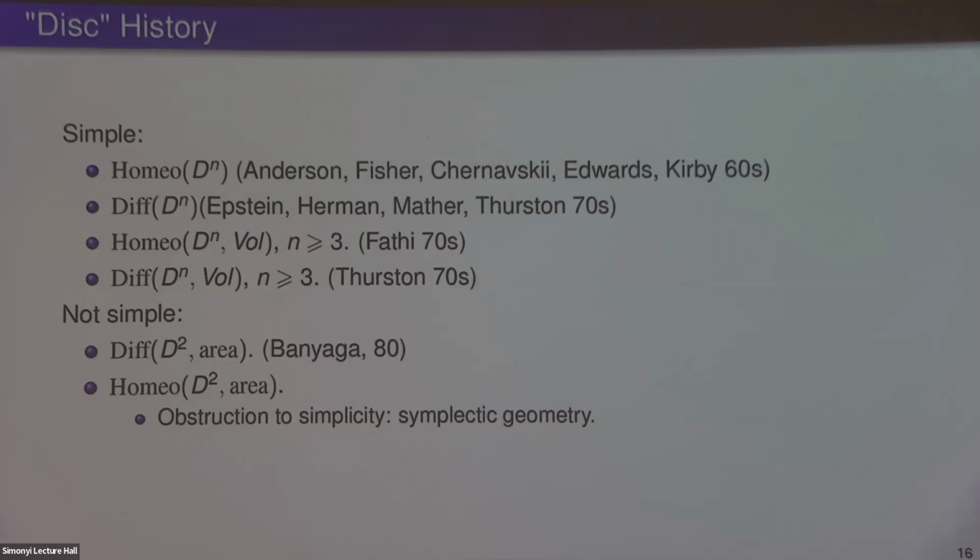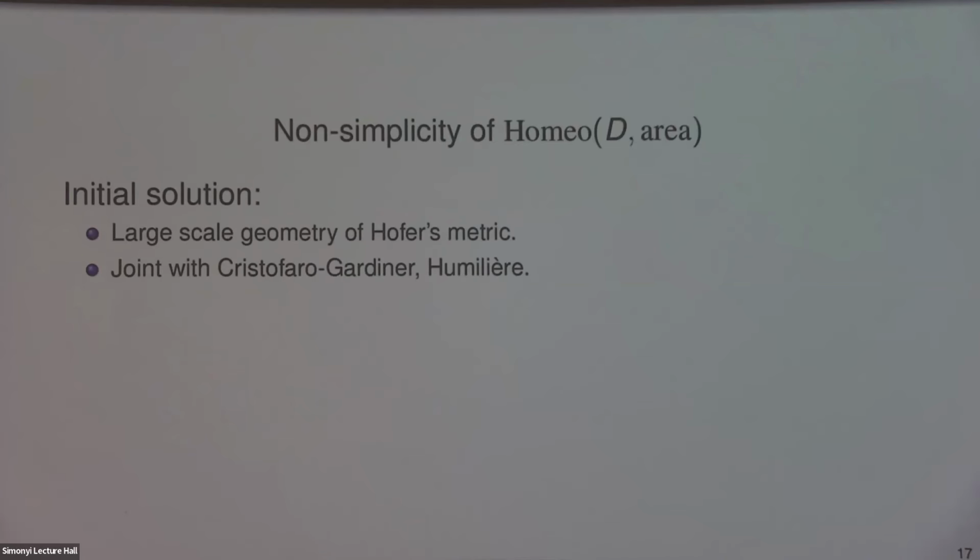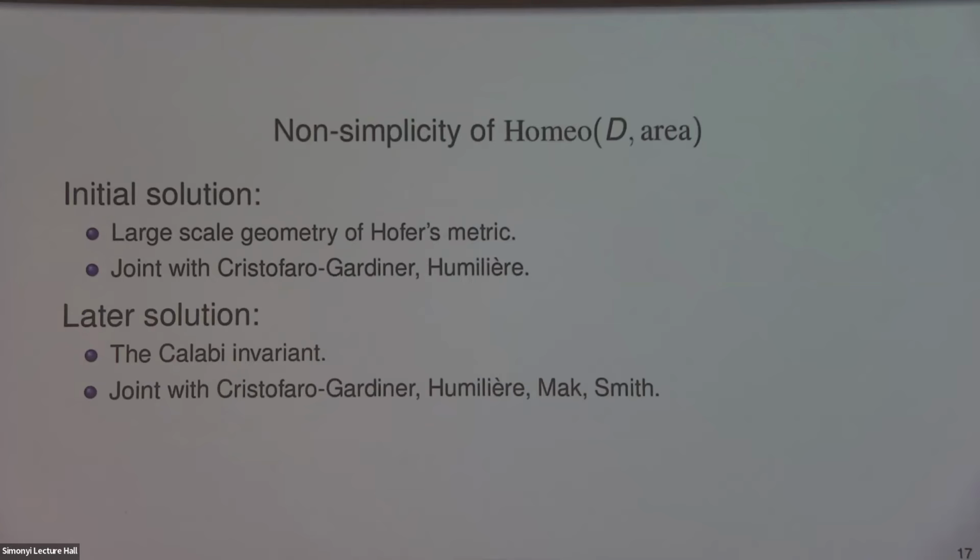Okay, so with that said, I will now briefly give you an overview of the proof of non-simplicity in the case of area-preserving homeos of the disk. The initial solution that we discovered with Dan and Vincent Millier used ideas from large-scale geometry of Hofer symmetric. However, the solution that I'll present to you is a later solution, which we discovered, again, Dan, Vincent Millier, Chukyumak, and Ivan Smith.